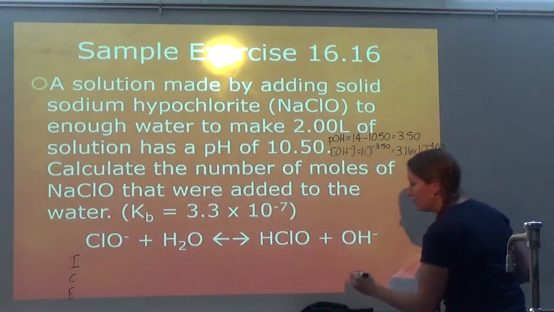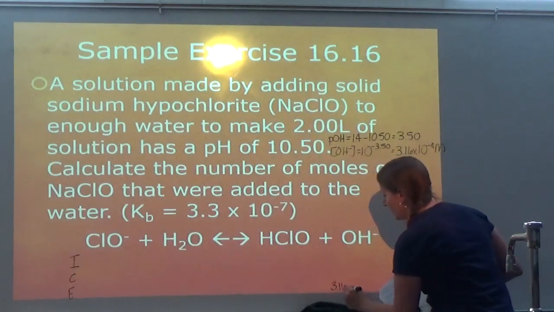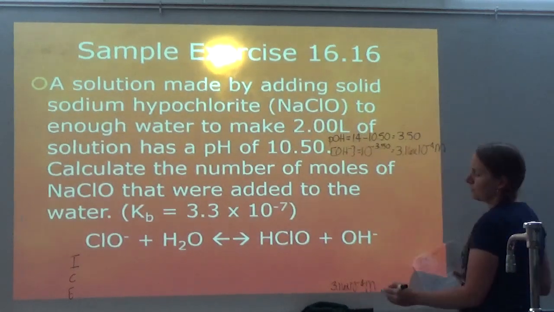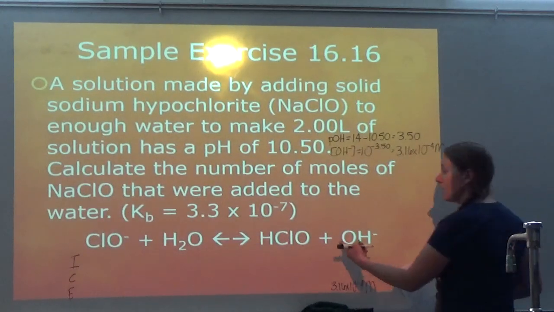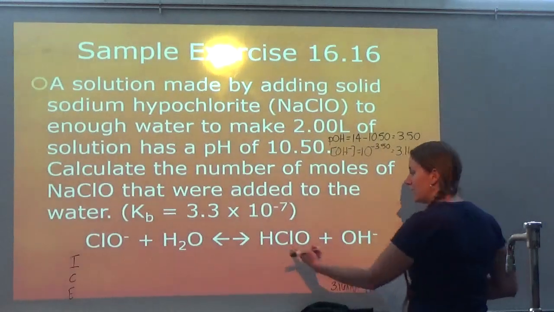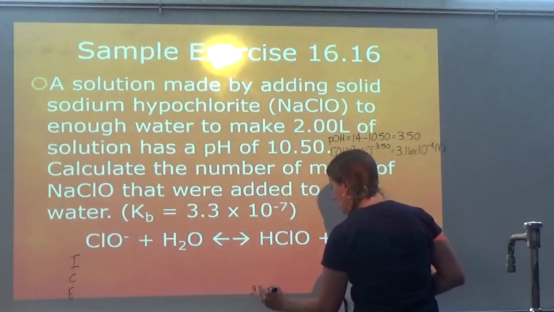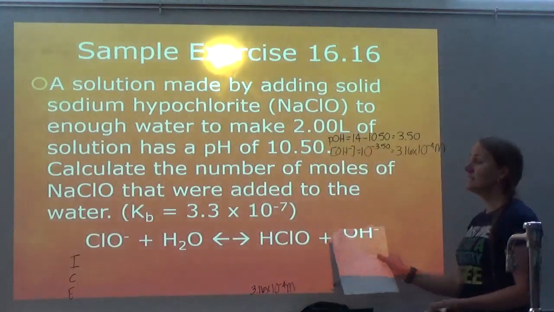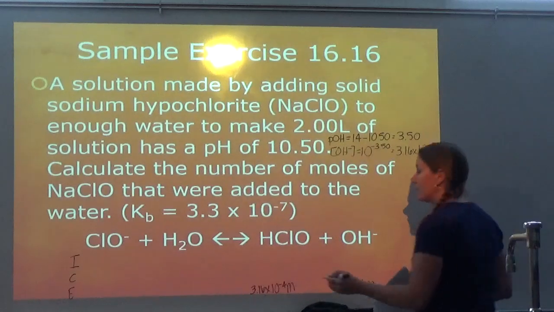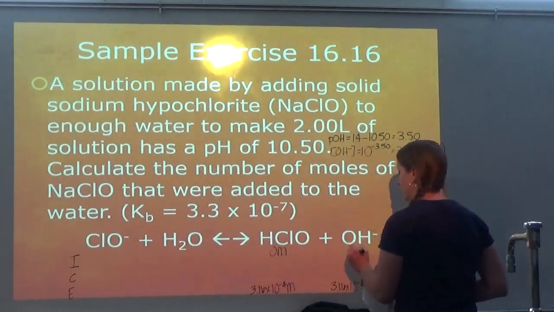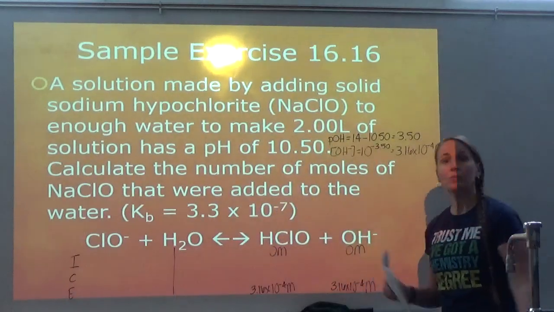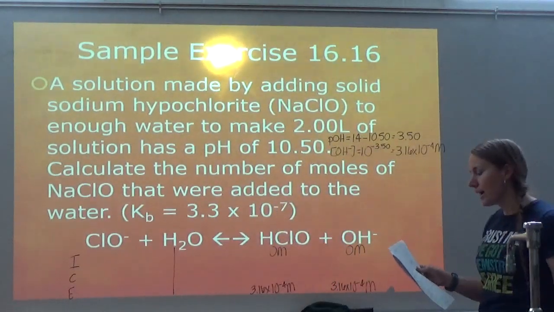Okay, so this 3.16 times 10 to the negative 4, that is my equilibrium concentration. Because these are 1 to 1, it also has to be my equilibrium concentration for this one. Since it didn't tell me I was starting with any, I can assume I've started with 0. And since water is a liquid, I don't care about it at all. We always just cancel water out.